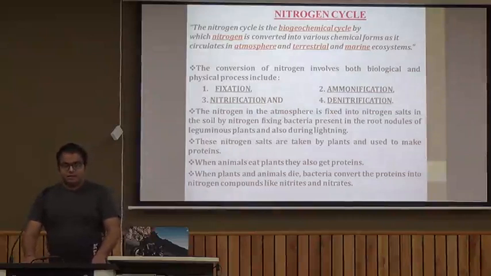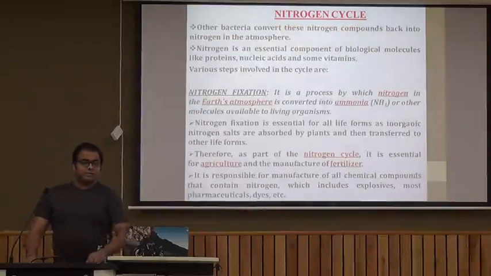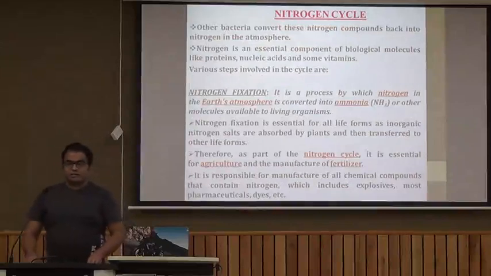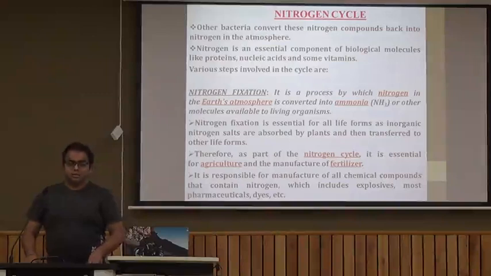Now these salts are taken by plants and used to make proteins. The animals eat plants and this way they get the supply of proteins for their survival. When plants and animals die, bacteria convert the proteins into compounds called nitrates and nitrites. There are other bacteria which convert these compounds back into nitrogen, which reaches the atmosphere. Now this nitrogen starts from atmosphere, ends at it, so this way the atmosphere acts as a reserve for nitrogen.